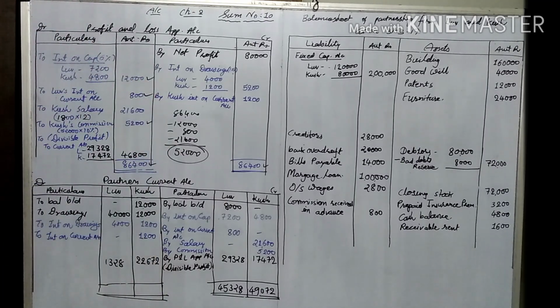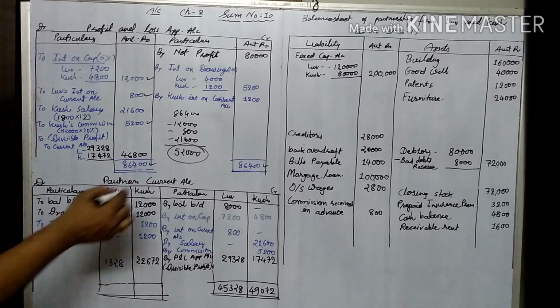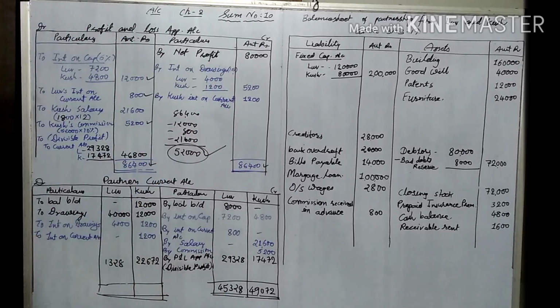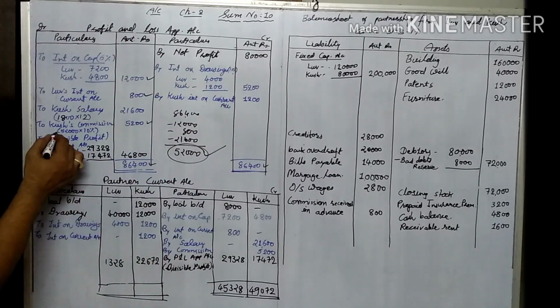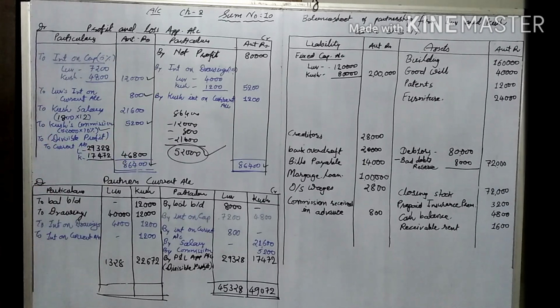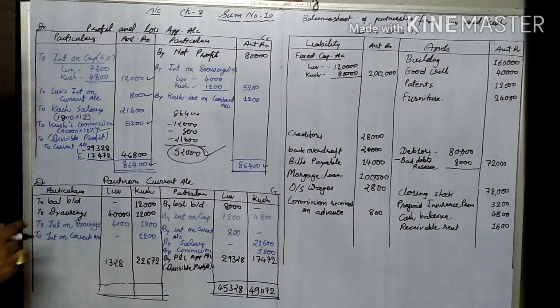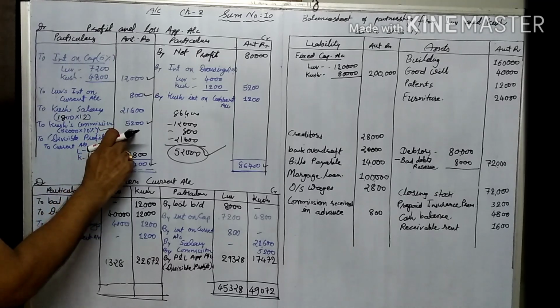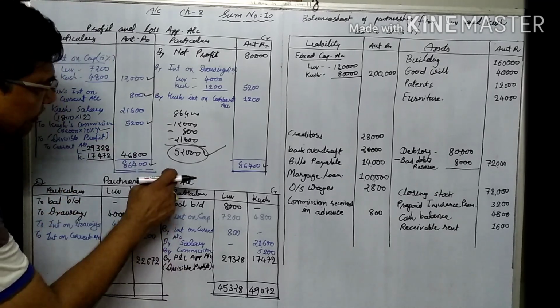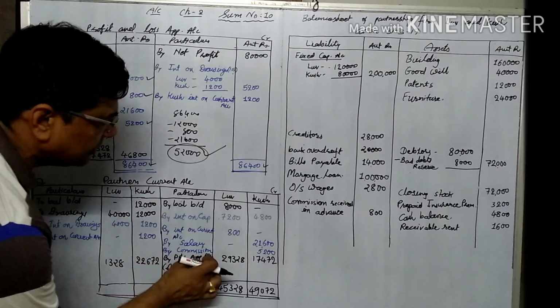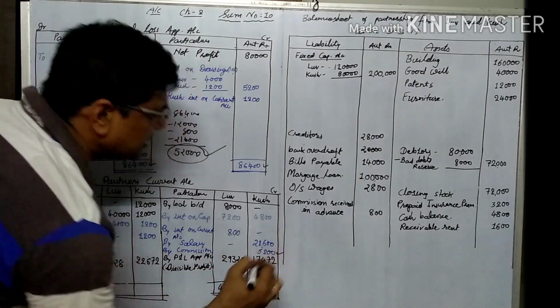After all adjustment Kush will get the 10% commission. So after all adjustment we have a difference of 52,000 rupees. So Kush will get the commission, 52,000 10% is 5200. So 5200 is commission, and the second entry of Kush, we have to record the commission on partners current account credit side, commission in Kush account 5200.